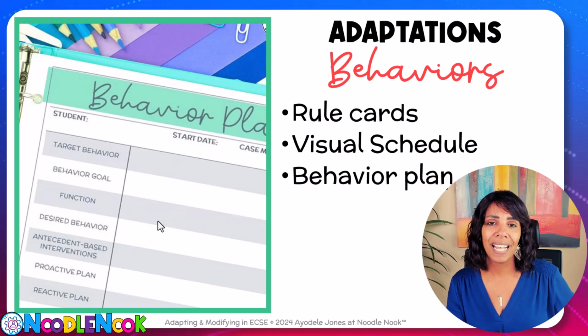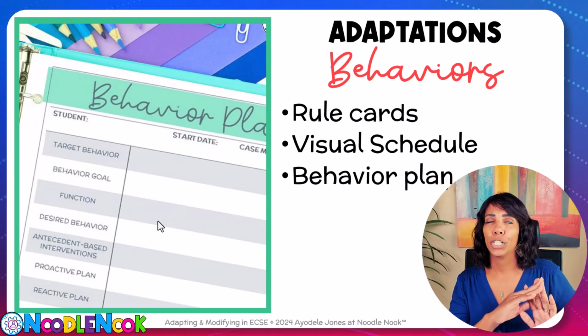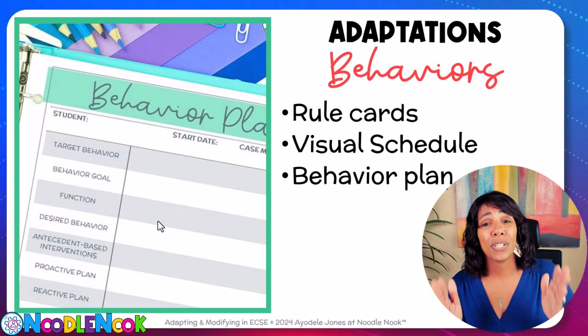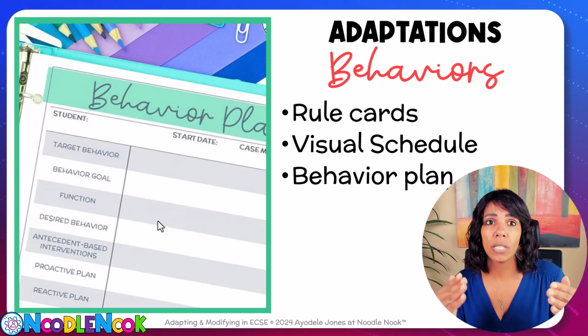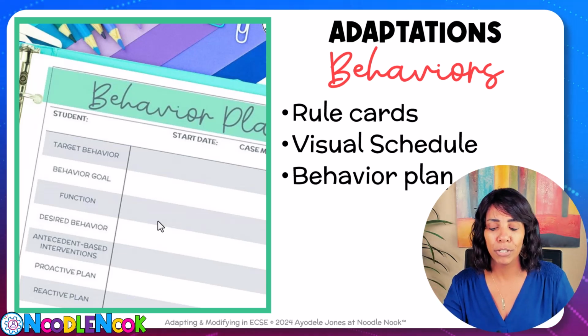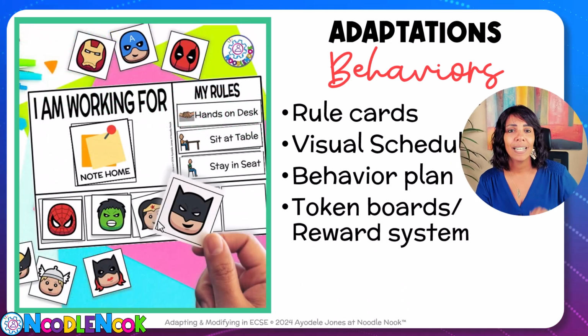Having that in a written plan so that you already know ahead of time what your response is going to be and what you're going to do to prevent behaviors is so critically important, but also what visuals and behavior tools are going to be used to mitigate behaviors in the first place. So have a plan. Next are token boards and reward systems.